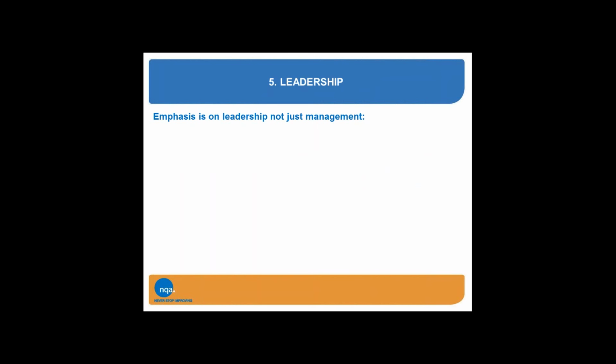We move now to the next auditable clause called leadership. And again, this is a change to note. This is a term that did not appear in the 2008 standards. The emphasis is on leadership, not just management. So top management or leaders now have to have, or be seen to have, a greater involvement in the management system, in this case the quality management system.